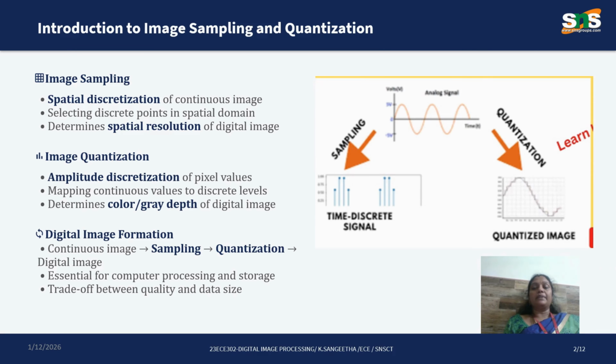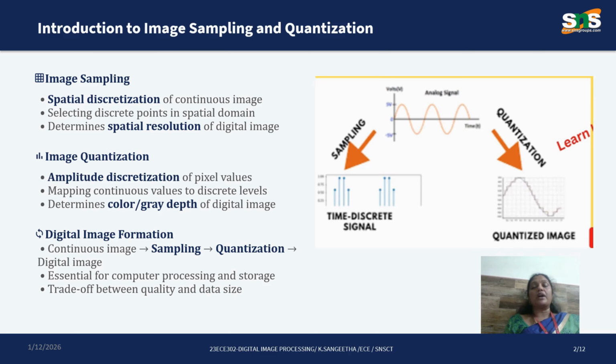Image sampling and quantization, that is spatial discretization, is the basic difference between analog and digital. Analog means the signals are continuous in time, and digital means discrete values. Image sampling means spatial, as I already told, there are two domains, spatial domain and frequency domain. Image sampling means spatial discretization of a continuous image, that is selecting the discrete pixels in the spatial domain, which determines the spatial resolution in the digital image.